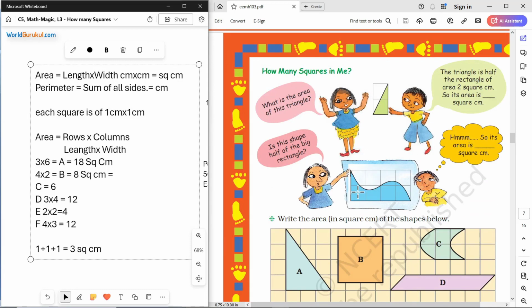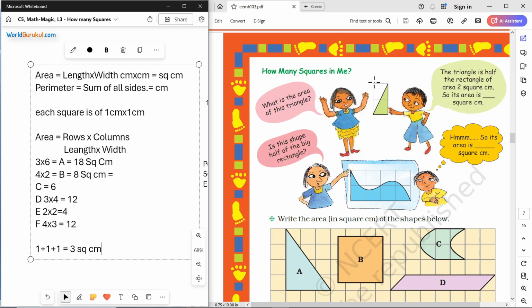How many squares in me? How do you calculate the area of you? You lie down somewhere and you make some tracing. So that is by following the grid policy, by using the grids. So can you tell what is the area of this triangle?